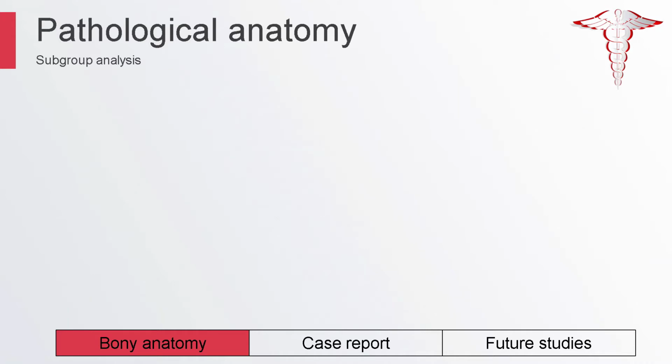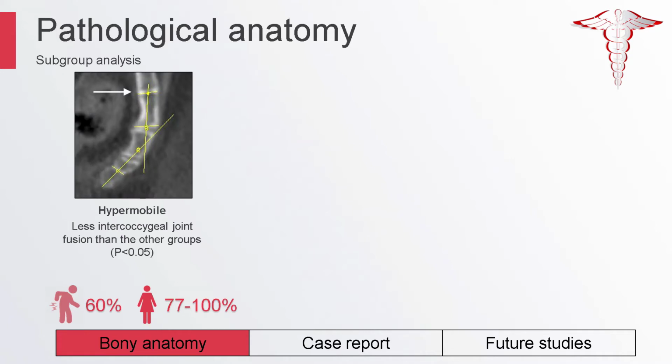And when we took our cohort of coccydynia patients, split them into their hypermobile, rigid, or dislocation groups, we looked at it again. And as you would expect, in the hypermobile group, there was less intercoccygeal joint fusion than all the other groups. Maybe that's why it's more mobile.